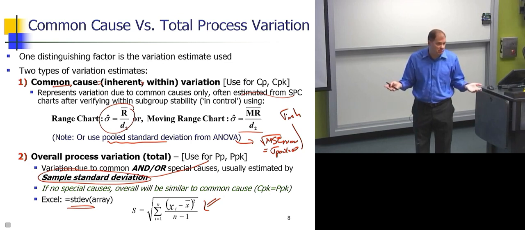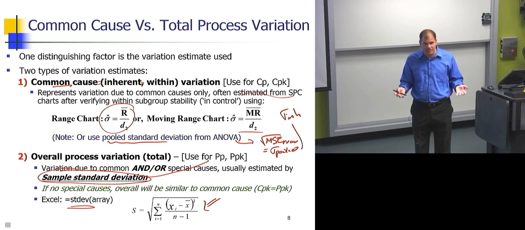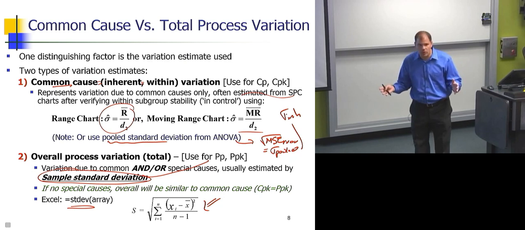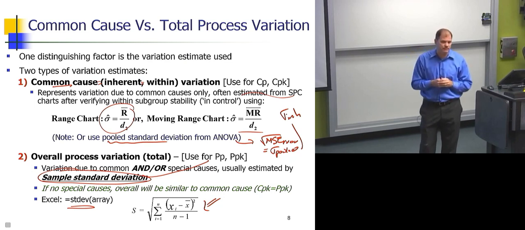Same. They should be the same. Will they be exactly the same? Unfortunately, you have two different ways of calculating the same thing. The numbers are going to be different. But if there are no special causes, they should be similar, right? They're just two different ways to estimate.